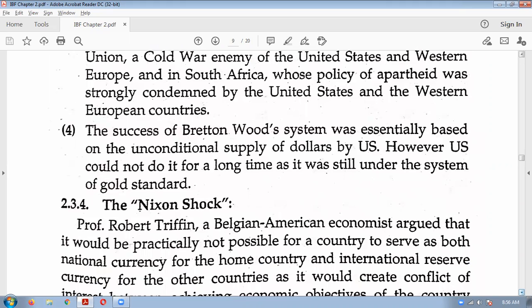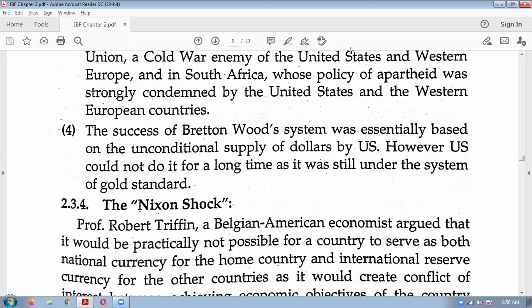Now, we have seen what is the Bretton Woods system, but this system had some disadvantages, and because of this, ultimately, this system collapsed. Why this system became dysfunctional, that we will understand now.